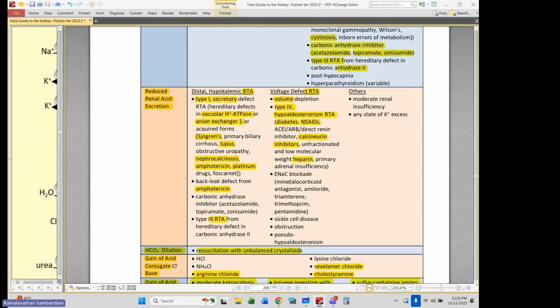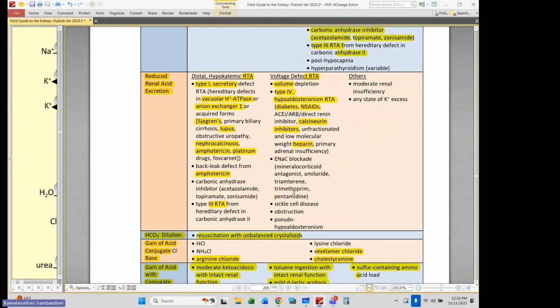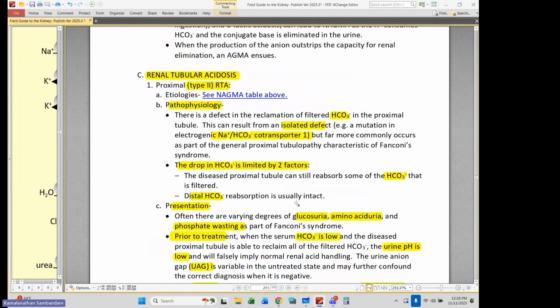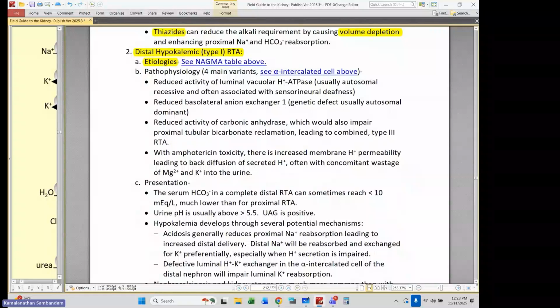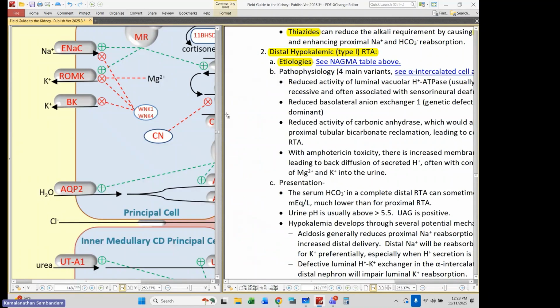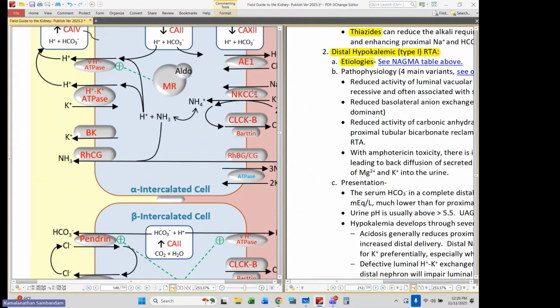Okay. All right. Let's get to the text, and then maybe we'll circle back and fill out some of these things as we get through examples of distal RTA. So again, one form of distal RTA, if you want to use the numeric system, is the secretory defect, type 1 distal RTA. We've talked about both acquired and genetic forms. The genetic forms are the vacuolar H-ATPase, and we also have anion exchange defects, okay? Anion exchange defects and vacuolar H-ATPase. Okay.